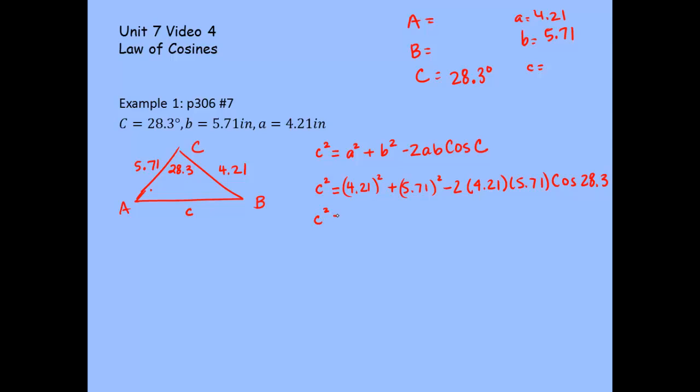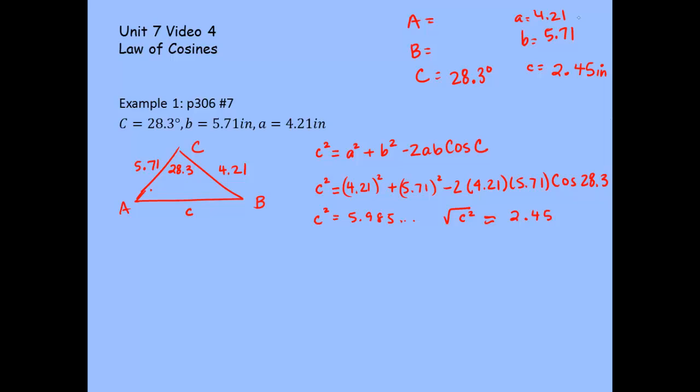So I came up with c squared to equal somewhere around 5.985 and a bunch of decimals. Make sure you take the square root of c squared so that you can find the approximation for side c, which was 2.45. So that is my answer up here, 2.45 inches.